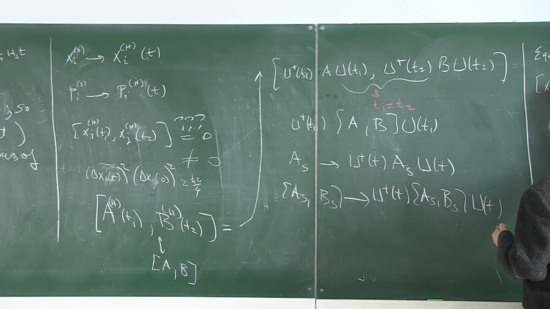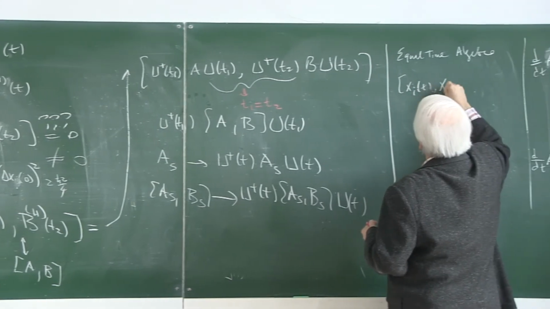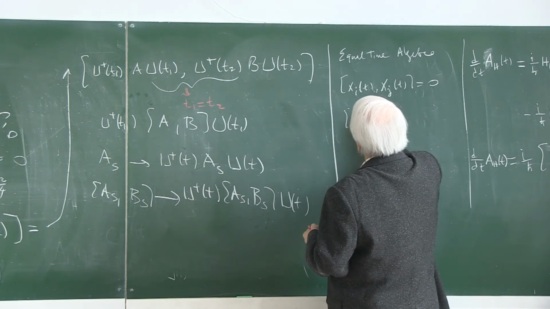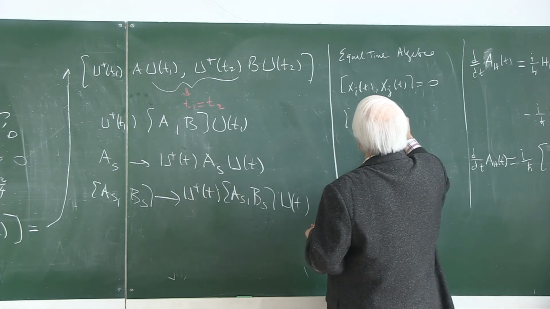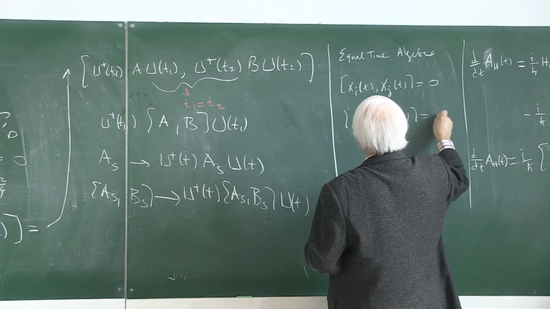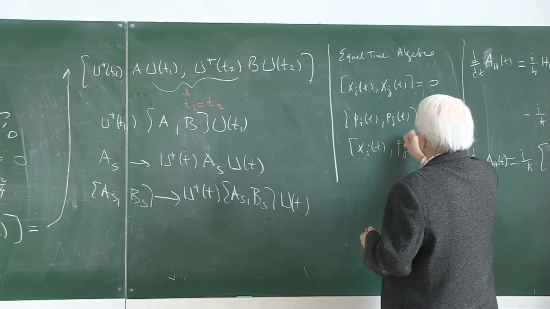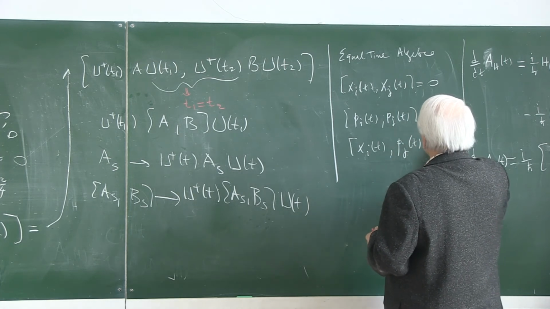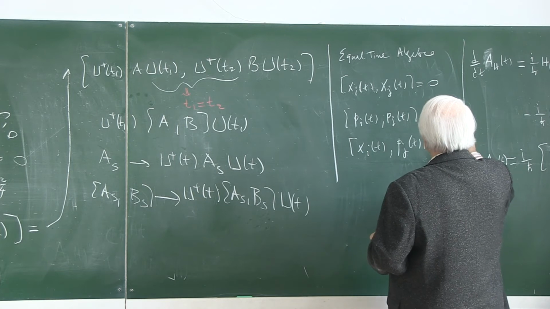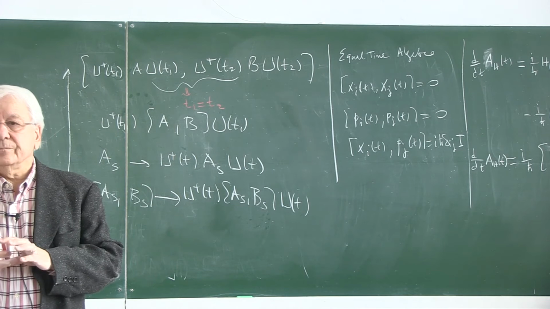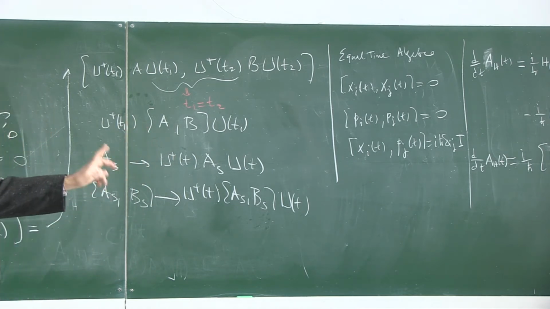So we have demonstrated in a very general way that [x_j(t), x_i(t)] = 0, [p_i(t), p_j(t)] = 0, and [x_i(t), p_j(t)] = iħ δ_ij times the identity operator. That's nice. So it is this algebra that we will use in working out that expression there.